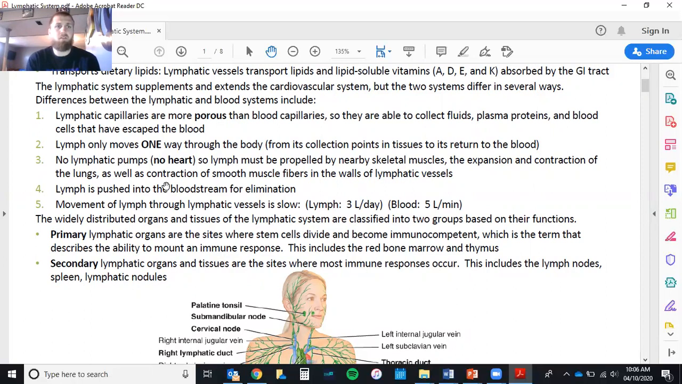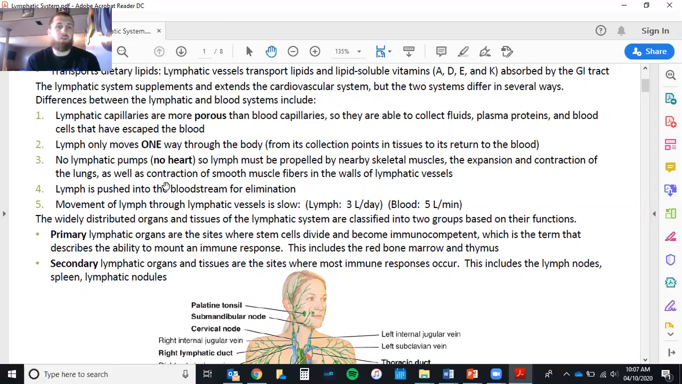Speaking of heart, there is no heart associated with the lymphatic system, so there is no central pumping organ like the cardiovascular system has. So lymph utilizes other means in which to get around. Our skeletal muscles, when they contract, act like a squeezing hand, like a hand that milks a cow. It helps push that lymph forward.